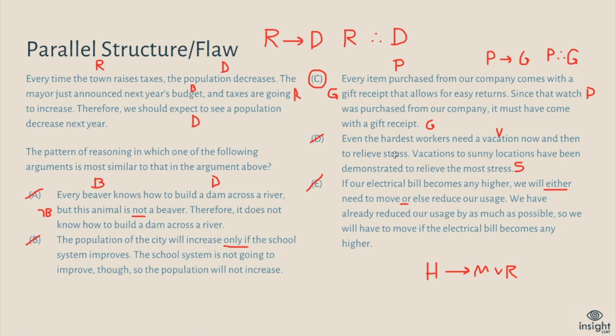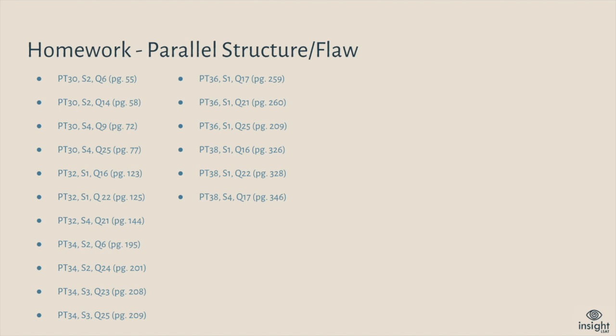And almost always there's just 2 of them per section. You'll see them, they're huge, they take up like a half a page. Save them for last. And here is your homework for parallel structure, parallel flaw questions. Like I said, just about 2 per section. So go ahead and pause your video, take a screenshot, write it down, whatever you got to do. This is your homework for parallel structure, parallel flaw.